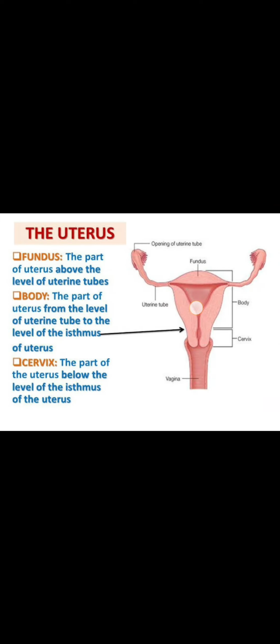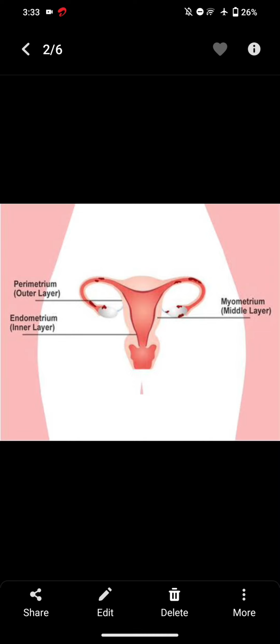This outer layer is called perimetrium. It is made up of serous coating. Serous coating is there in perimetrium. Next is the middle layer, myometrium. This middle layer, myometrium, is made up of smooth muscle fibers.